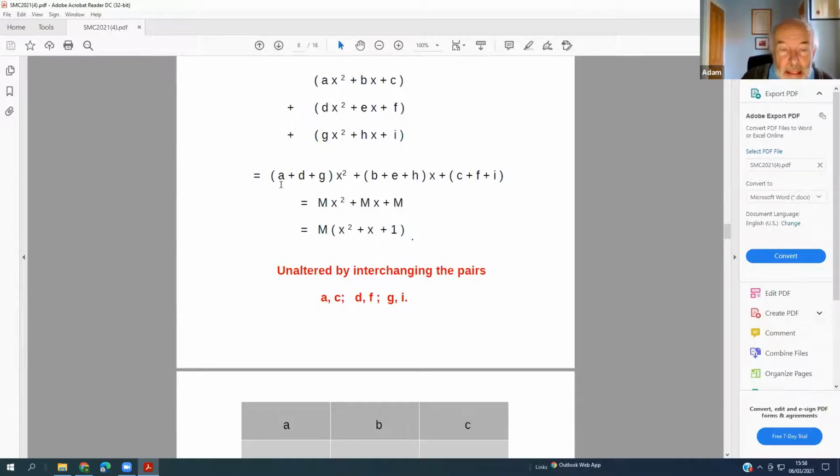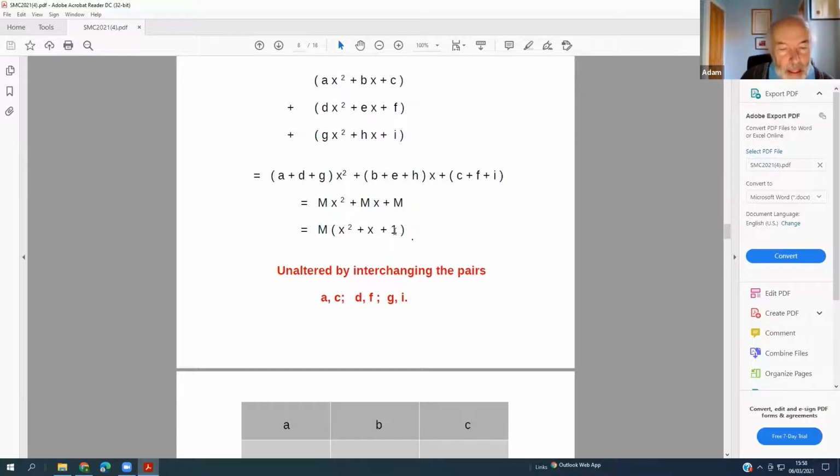But then you see this is precisely the first column. So this lot is m. This is the second column, so that's m, and this is the third column, which is m. So you get m lots of x squared plus m lots of x plus m. M is a common factor. You're left with x squared plus x plus 1.